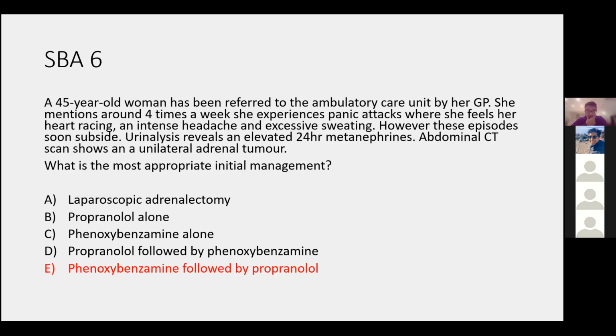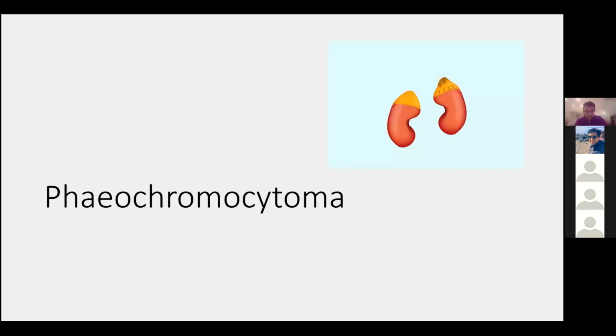It's important, you want to give them propranolol at some stage because it will reduce their heart rate and reduce their panic attacks essentially. But you also don't want to give the propranolol before the phenoxybenzamine, as counterintuitively it can actually make the hypertension worse. So phaeochromocytoma.